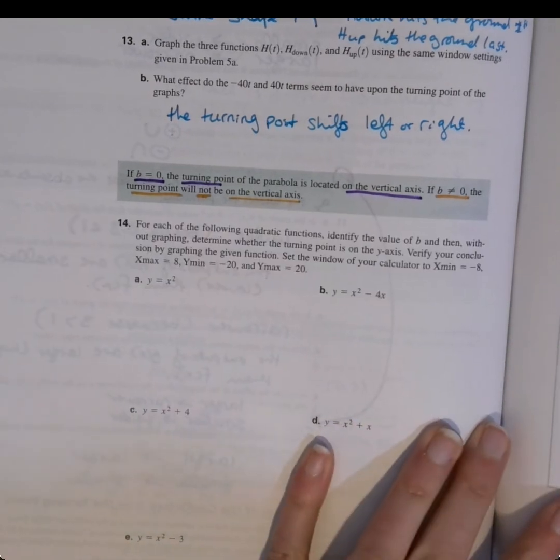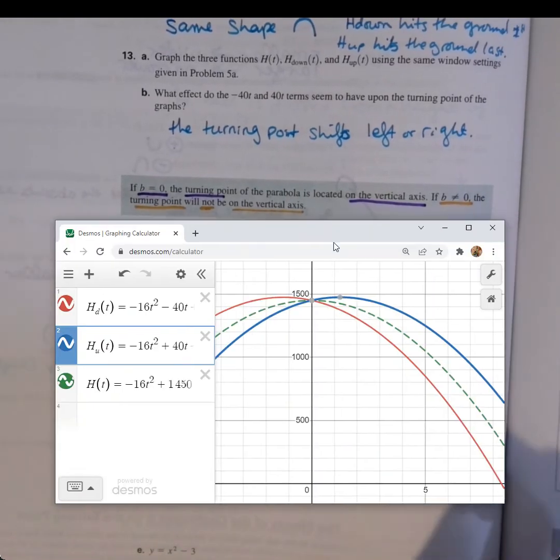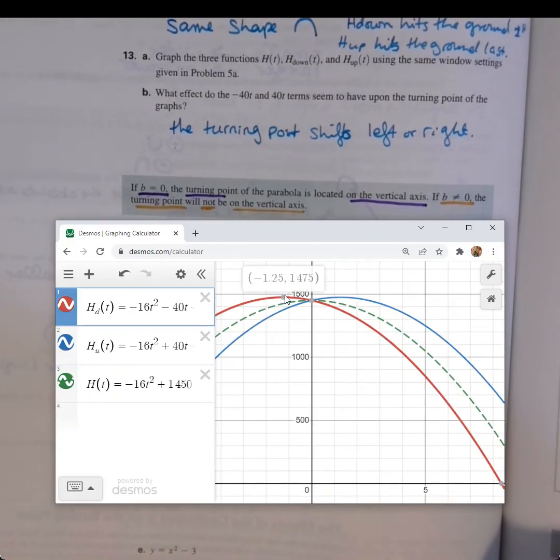Now, we could go a teeny bit better than that and say that the negative 40 shifted the turning point, moved it to the left, and the positive one moved it to the right, although it's not because the 40 is a negative, it's actually because these have the same sign. So it gets a little more complicated.